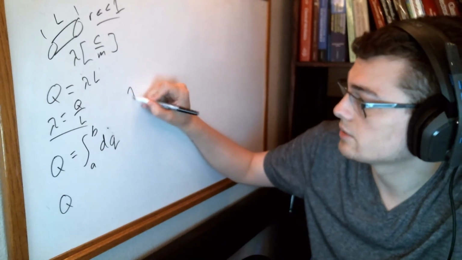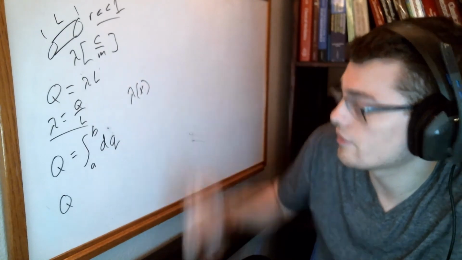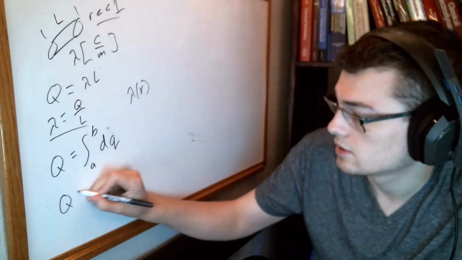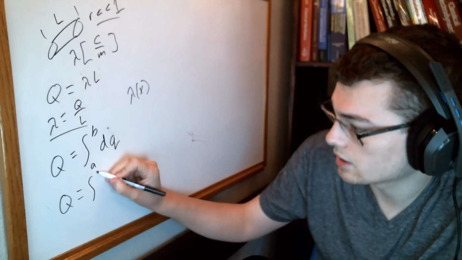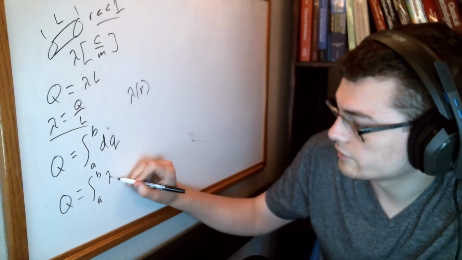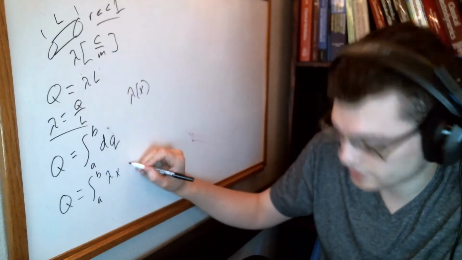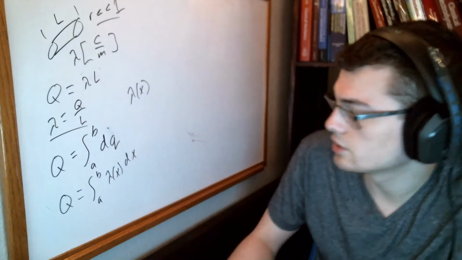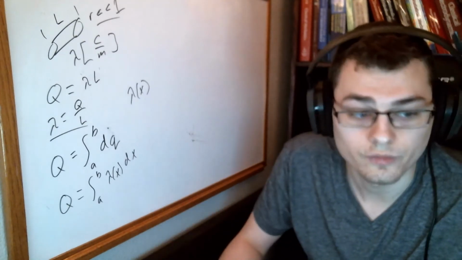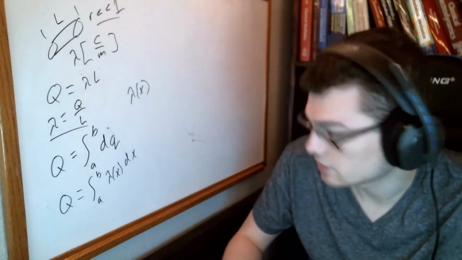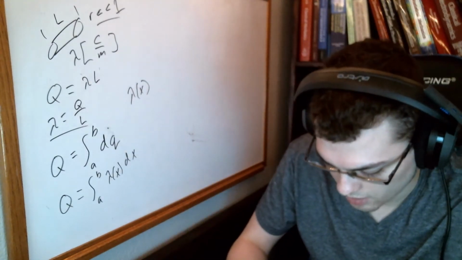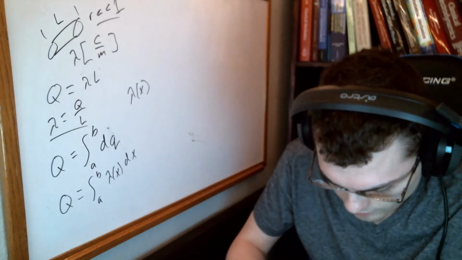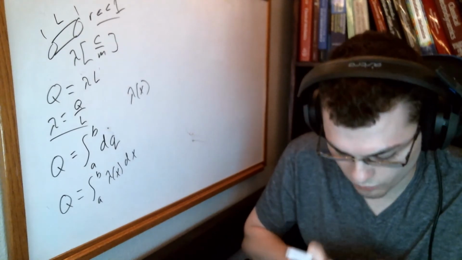Since lambda is not uniform, lambda is now a function of x. For whatever function lambda is, you'll write the integral from a to b of lambda of x, because we're replacing dq with this, times dx. Then you integrate over this function of x. So this is how you would tackle that kind of problem. That won't show up too often here, but on occasion it will still show up.